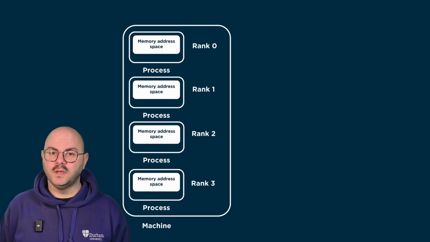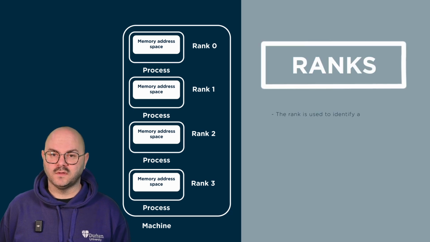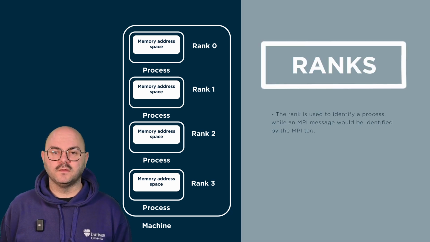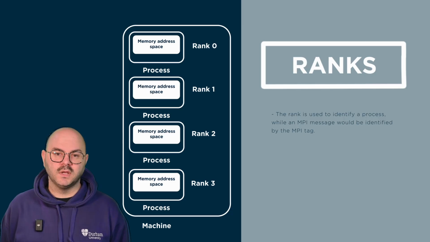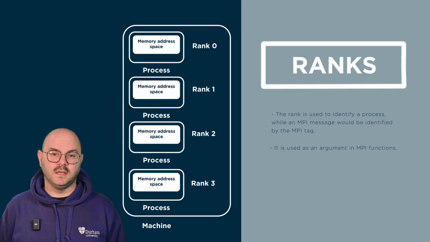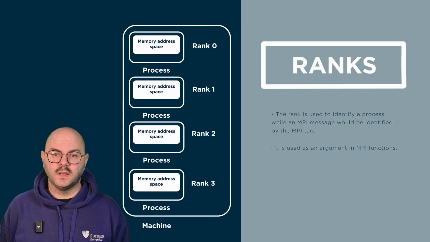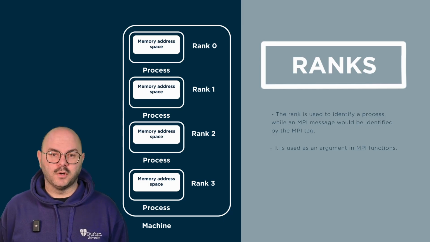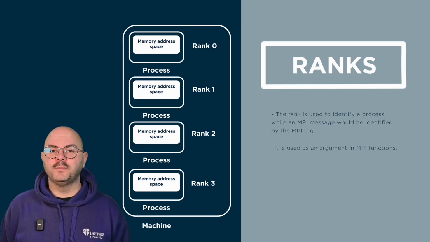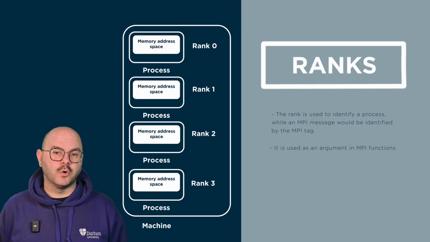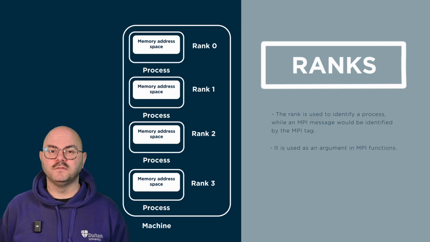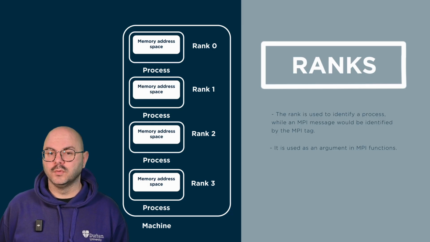The rank in MPI is an identifier for a process and is used to identify the source or destination of a message. It is used as an argument in many MPI functions. By default, all processes are in a single shared communicator, world, and numbered by rank from 0. In more complex MPI programs, we may have different ranks associated with a single process when accessed through different communicators.